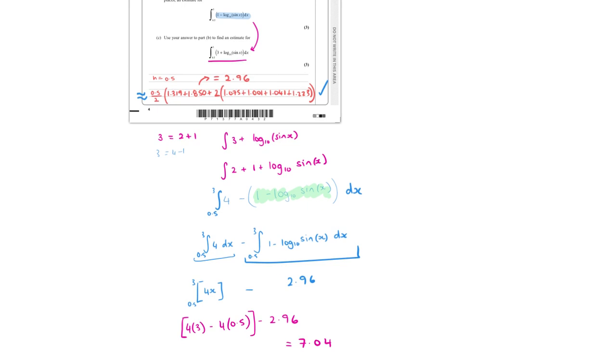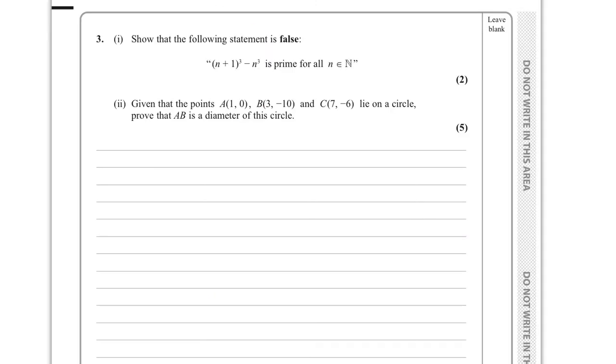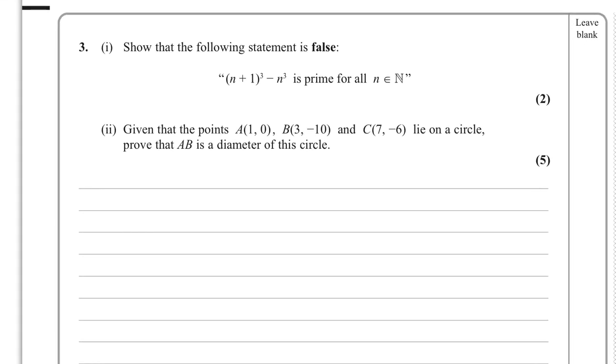So make sure you're showing all of your work in. Okay, question 3 part I. Show that the following statement is false. So n plus 1 cubed minus n cubed is prime for all n. Okay, so for part I, what do they want to see? You trying a few numbers, right? Let's put 1 in. When n equals 1, what do we get? 2 cubed minus 1 cubed, which is 7, so that doesn't work. N equals 2.